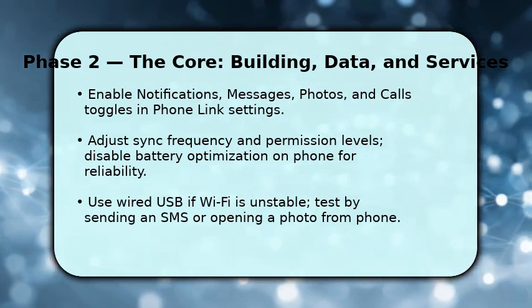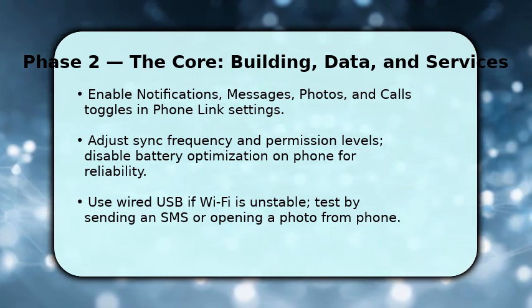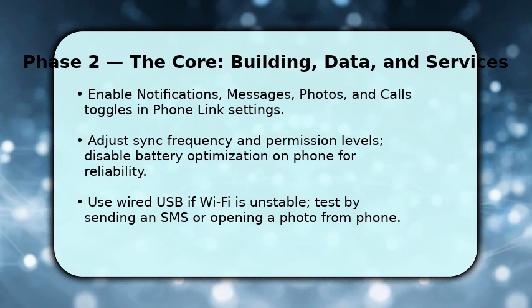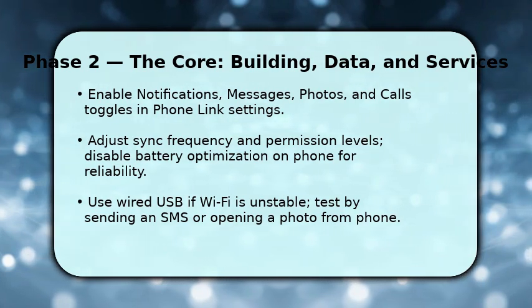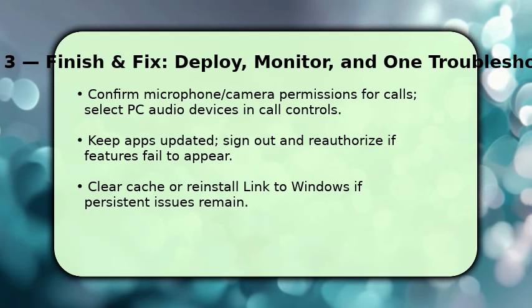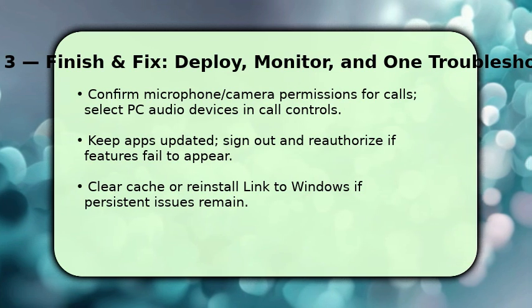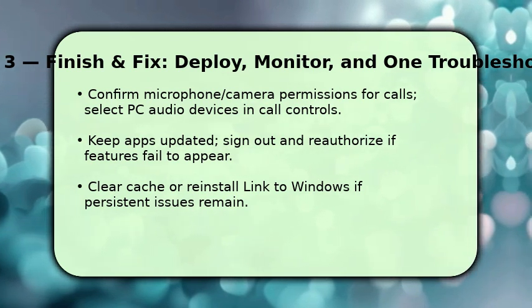Once configured, test by sending an SMS from your PC and opening a phone photo. This proves the setup works; finish by verifying call and camera settings. Give microphone and camera permissions and choose your PC audio devices during a test call. Once done, fine-tune notification filters and keyboard shortcuts for faster use.